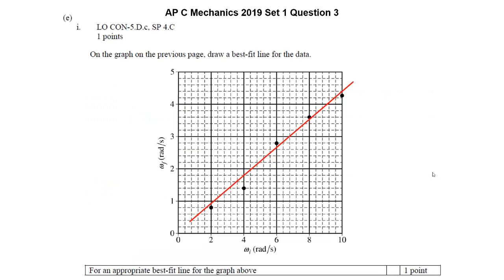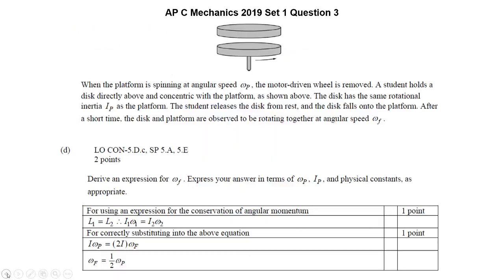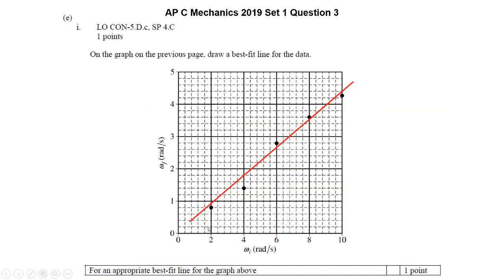All right, so they do this a bunch of times, right? And they graph this, right? They do it a bunch of times by varying the initial angular velocity, I believe, of the disk, right? And then they calculate or measure, if you will, the final one, right? And then they graph it each time, okay? This would actually make kind of a nice lab to do in class. And they want you to draw a best fit line for the data. Notice that it is linear.